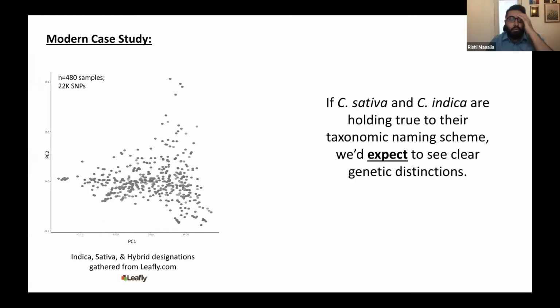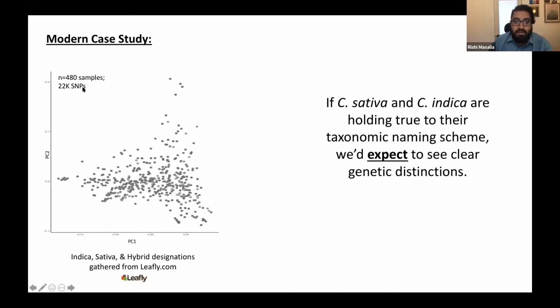So to illustrate that point as a case study with some actual data that LeafWorks has looked into, going back to the idea of cannabis sativa and cannabis indica, where indica is the broadleaf and sativa is the narrow leaf. If these taxonomic names were holding true, if the genetics corresponded to the name, we'd expect to see clear, distinct clusters of dots. Every dot is a different sample that we've looked at. We looked at 480 samples across 22,000 SNPs. I don't know if you all know what SNPs are, but essentially they are genetic markers.